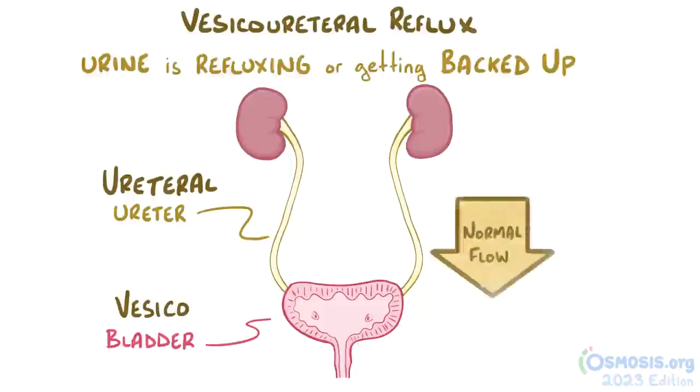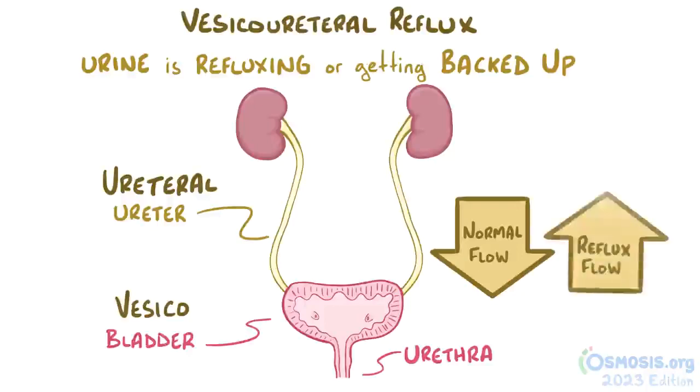Normally, urine flows in one direction. It starts in the kidneys, goes down into the bladder, and when the bladder's full, urine flows out of the body through the urethra. In vesicoureteral reflux, there's some obstruction in that path, which causes pressure to build up and a current of urine actually pushes backward from the bladder into the ureters and kidneys.